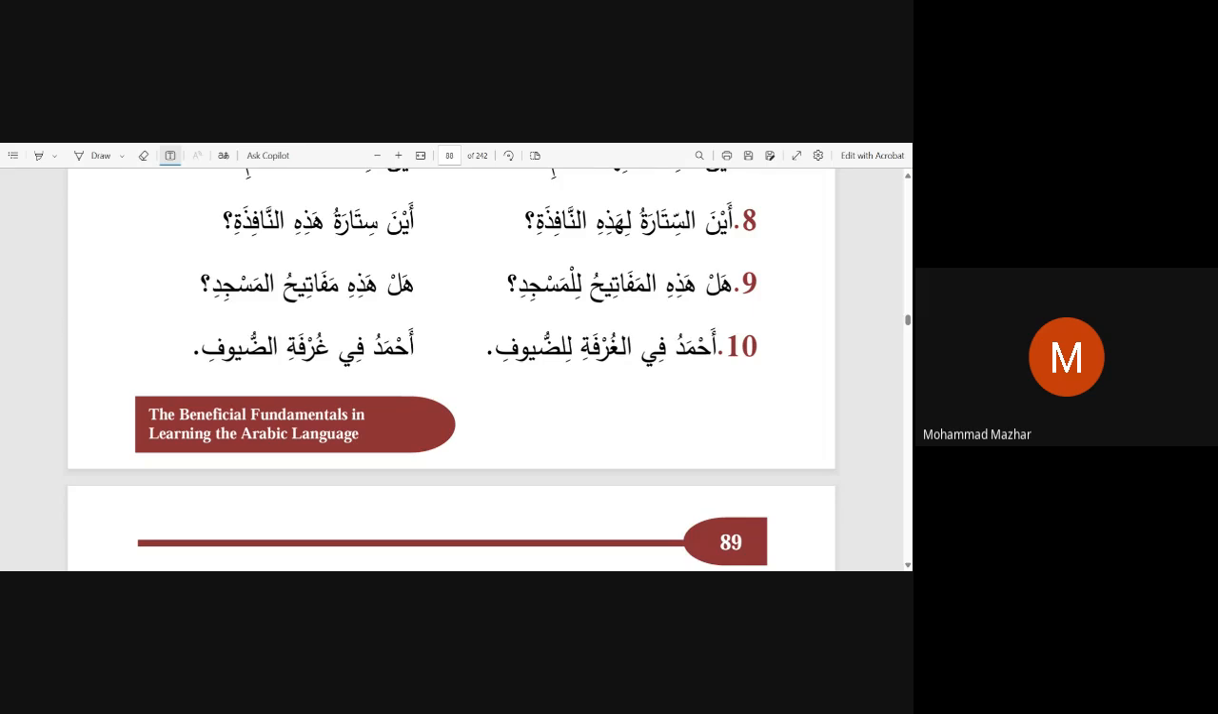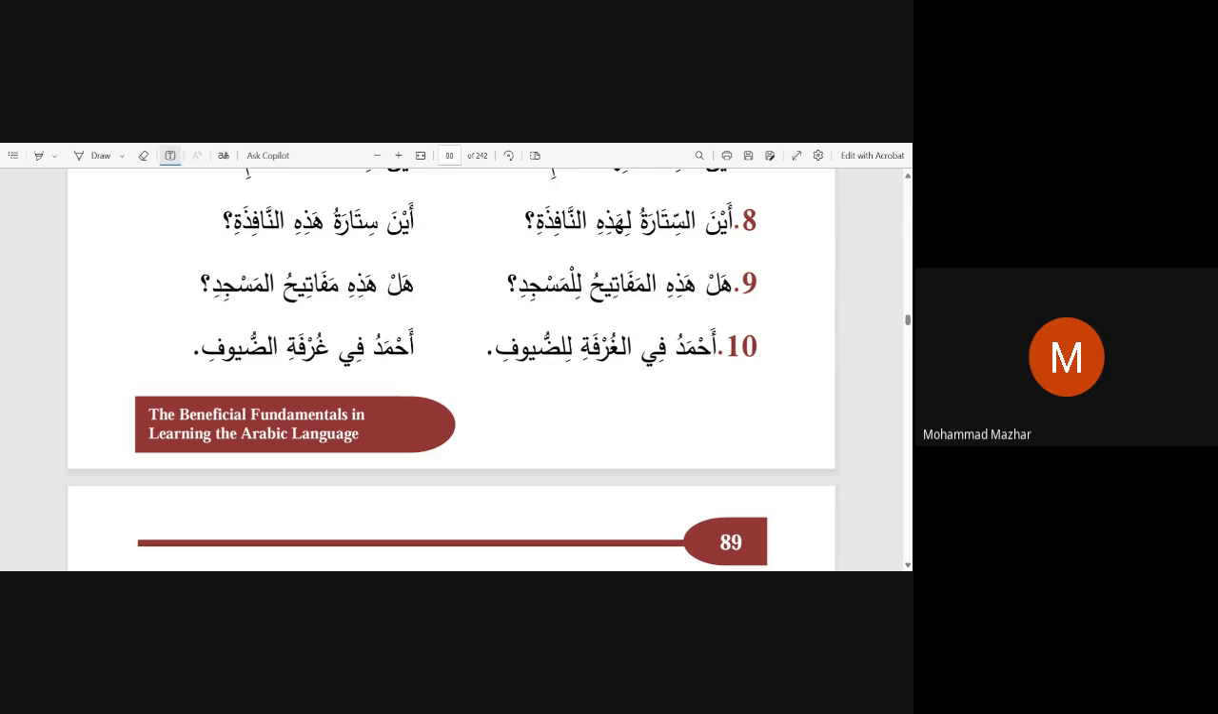What does this mean? Ahmadu fil ghurfa lit duyuf. Ahmed is in the room for the guest. Right? Ahmed is in the room for the guest. So now when we look at the other side, Ahmadu fi ghurfati duyuf.